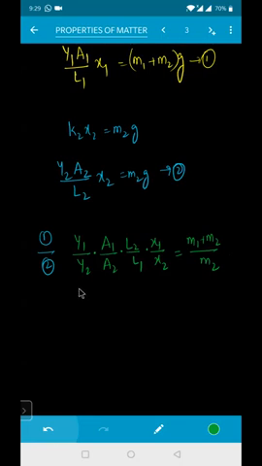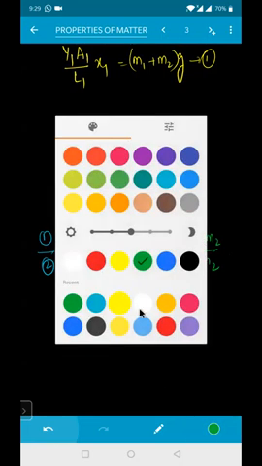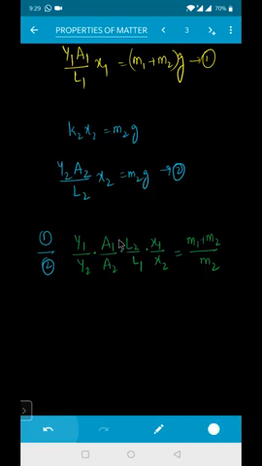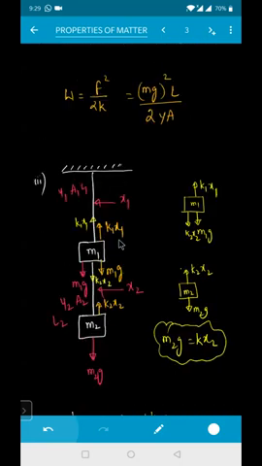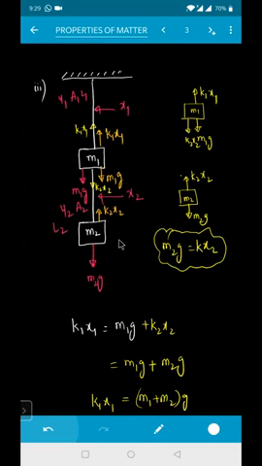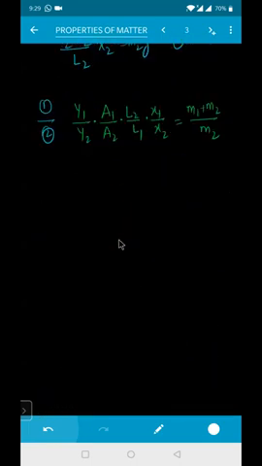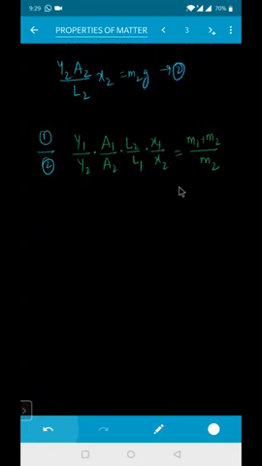I'm just giving an application, not providing a problem. If there are two wires, he may be asking the ratio of anything. He may be asking what is Y1 and Y2, or what is X1 and X2, or what is K1 and K2, something depending upon the given data. Yes. Got it, sir.